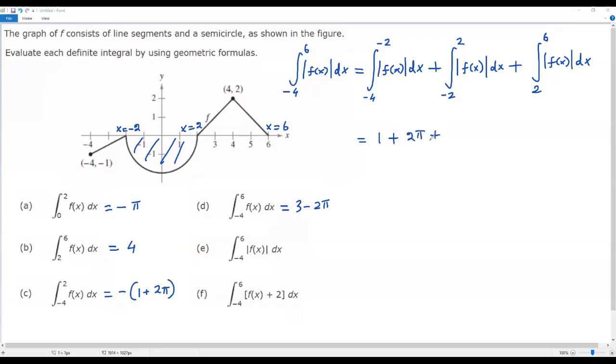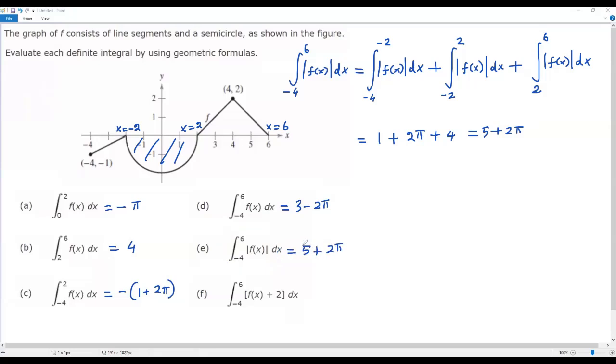Okay, now let's get the area of the region from x equals 2 to x equals 6. Clearly it's a triangle. The base of the triangle is 4 units and the height is 2 units. So the area of this triangle is base times height divided by 2, that is 4. When I add this 1 and 4, I'm getting 5 plus 2 pi. So the evaluation of the definite integral in part E is 5 plus 2 pi.